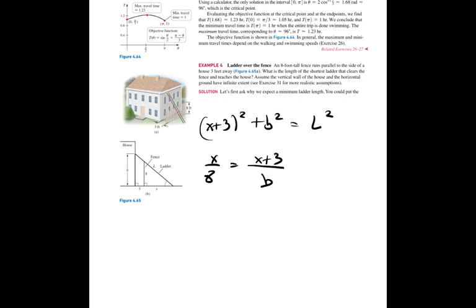So for instance, if we were to solve for b, it is going to be equal to 8 times x plus 3 over x. Okay. And then we can take this and plug it back into the other.